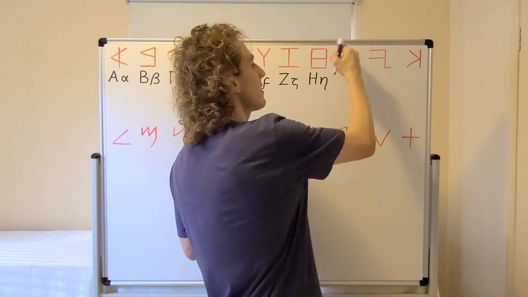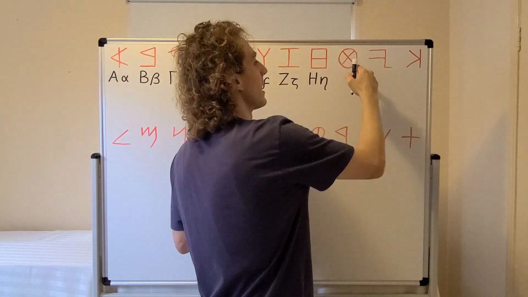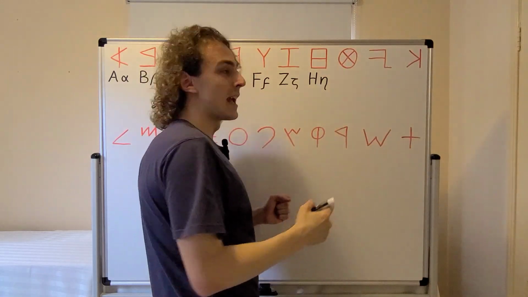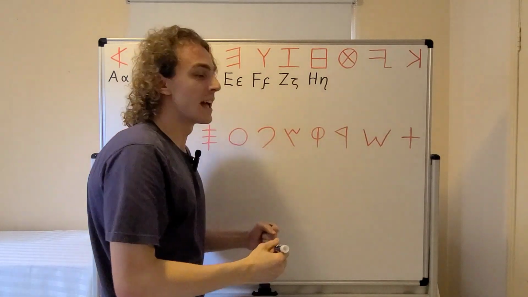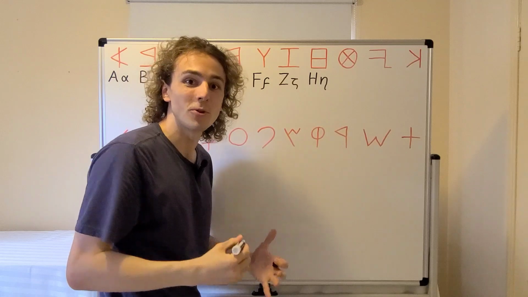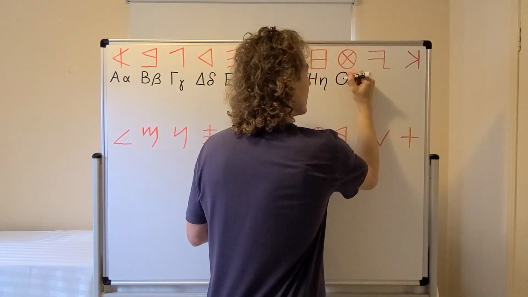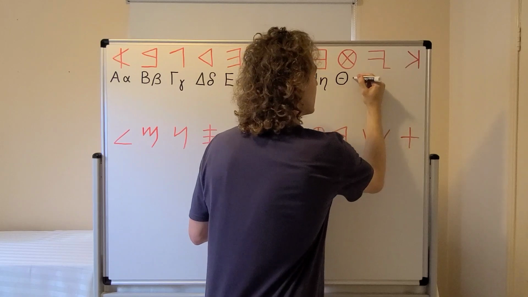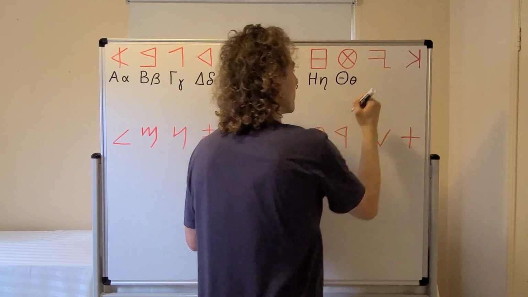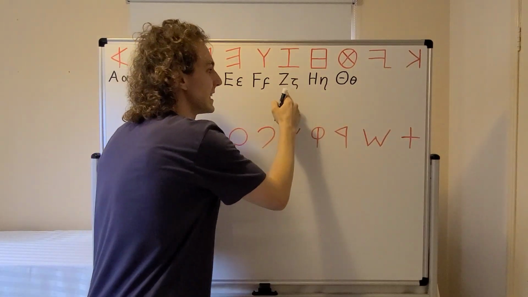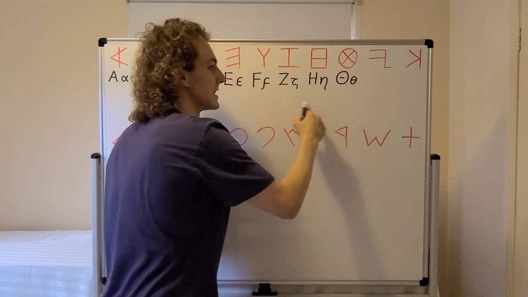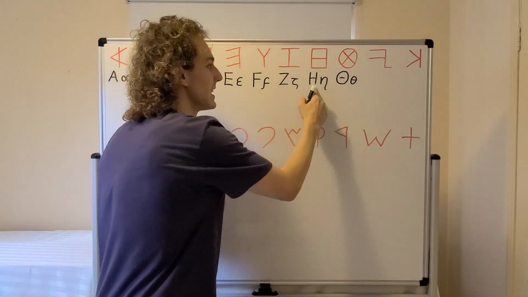Then the ninth letter in the Phoenician alphabet is Tet. Tet corresponds to the Greek theta, which is sometimes also pronounced differently. This is the uppercase theta, and this is the lowercase theta. So here we have zeta, eta, theta, which can sometimes be pronounced differently.